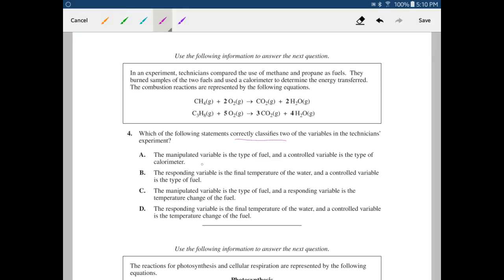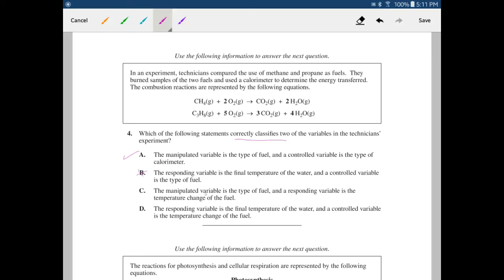So, the manipulated variable is the type of fuel, and the controlled variable is the type of calorimeter. Well, that sounds pretty good. I'm going to put a check mark beside those. That sounds correct. Okay, the responding variable is the final temperature of the water, and the controlled variable is the type of fuel. Now, the controlled variable isn't the fuel. The controlled variable is the thing that remains consistent across all of the tests. So the type of fuel should be the manipulated variable. So I'm going to put an X through B.